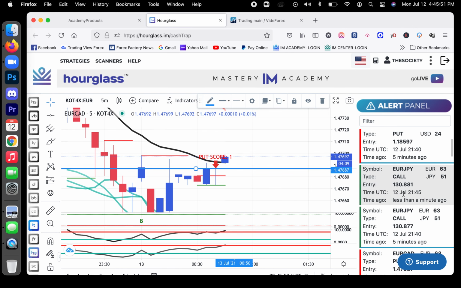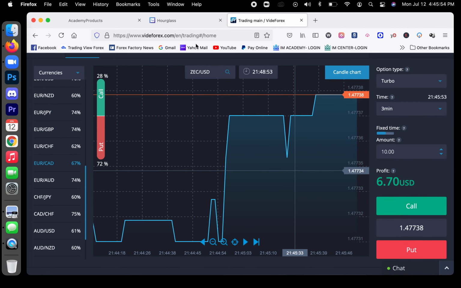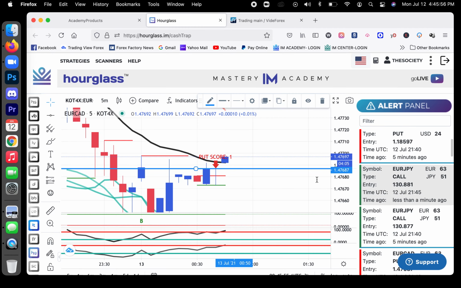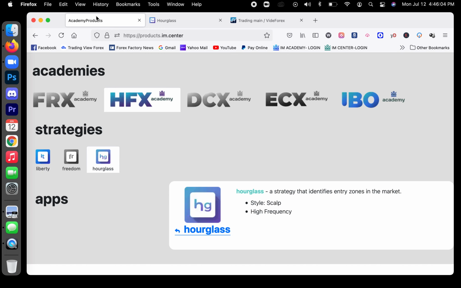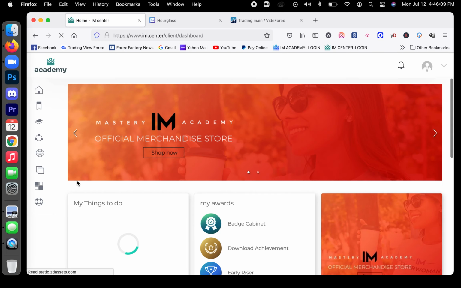It's taking the trades from here and putting them here. You're using these panels over here. They're telling you everything you need to know. Call, it's telling you the price, it's telling you how long ago the trade was taken. Everything is listed for you. If you want to know how to use these products, go into your IM Center, right? You want to learn how to use Simple Scalper or Cash Trap or Pickpocket.